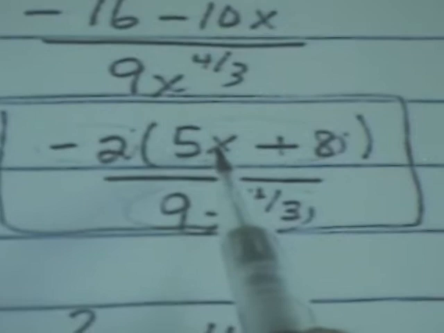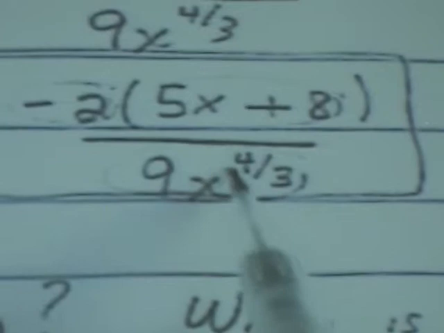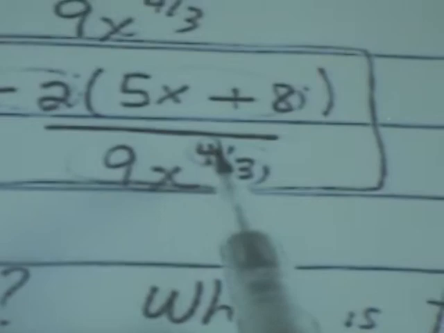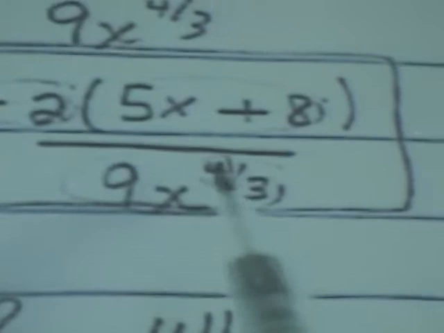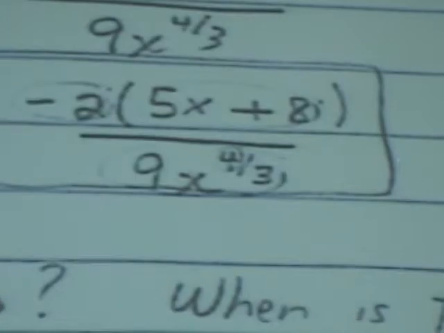And this is negative. Negative times negative. What about the bottom? Well, the reason I know the bottom is positive is that when I see 9x to the 4/3, I see that we're raising something to the 4th power. It's an even power. So if x is negative, when I raise it to the 4th power, it's positive. So negative times negative is positive, divided by positive is positive, a single plus.